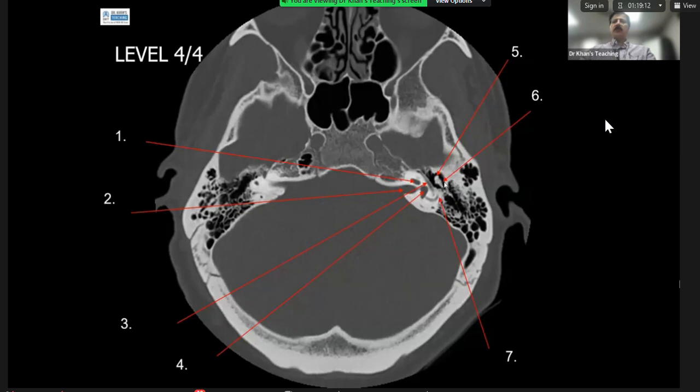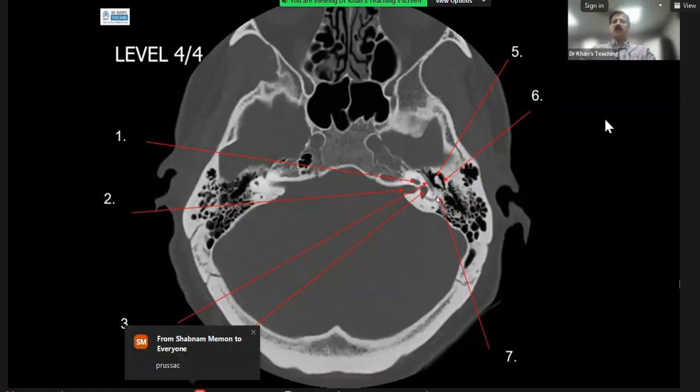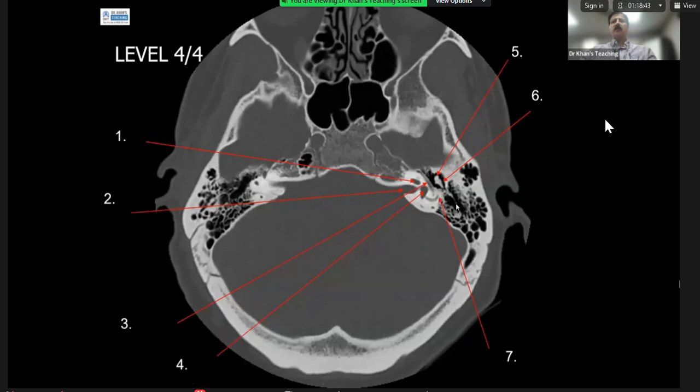And number 6 is this black space, the ear. The space between this incus and the bone. And number 7 is this structure, this, which is projecting here.